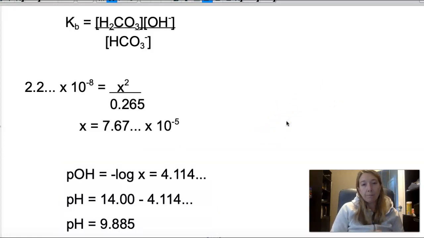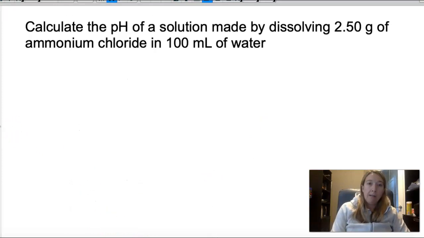Okay, so your KW, your KA, your KB, those don't count for significant digits. They're considered constants, and we don't count constants when we're looking at significant digits. So the only given I had in the question was the initial concentration of 0.265, which had the 3 significant digits, which is why we're going to have these 3 numbers after the decimal place. Okay. This one just adds a little bit extra in that you have to actually calculate the initial concentration of the solution, okay?